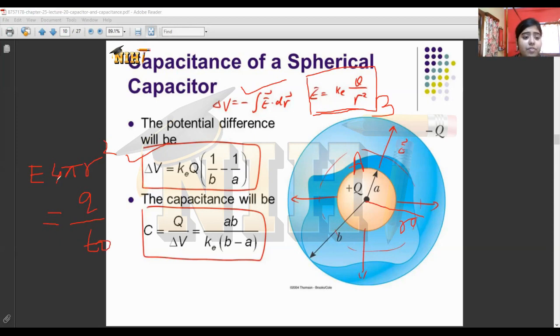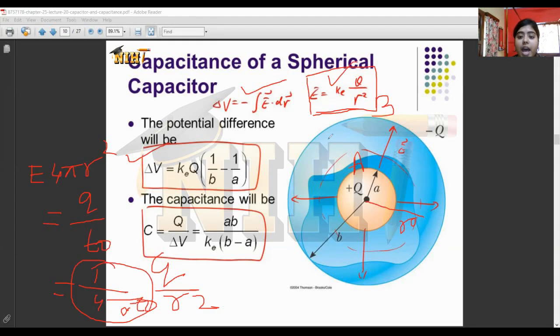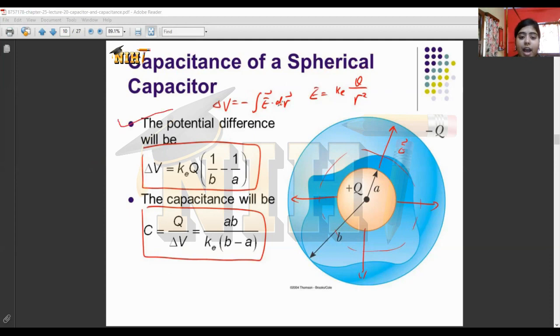If you divide it, then it becomes 1 by 4 pi epsilon naught Q by R square. This 1 by 4 pi epsilon naught is your K, and that small q is basically the capital Q here. I guess all of you have clearly understood this. Then they have calculated the potential, minus integration E dot dr. That is the potential difference between these two plates. So now you can easily calculate C, which is Q by delta V. That is AB by K times B minus A. I guess all of you have understood these topics clearly.